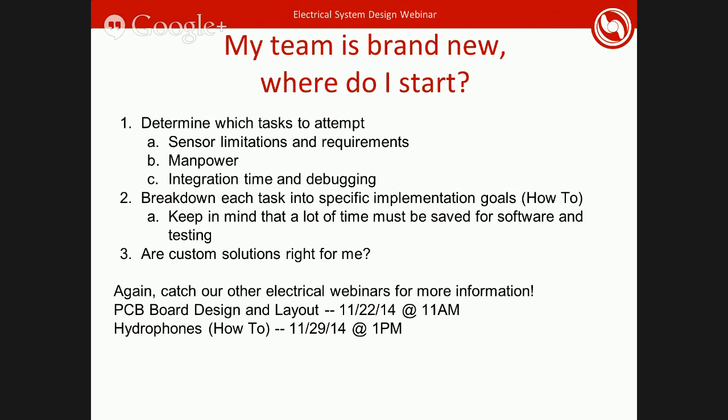Okay, so this is basically my last slide. It's going to be just a general recap of everything I've talked about. So if your team is brand new or you've only been in the competition for a couple of years, really what it comes down to is first determining what tasks are kind of viable for your team.